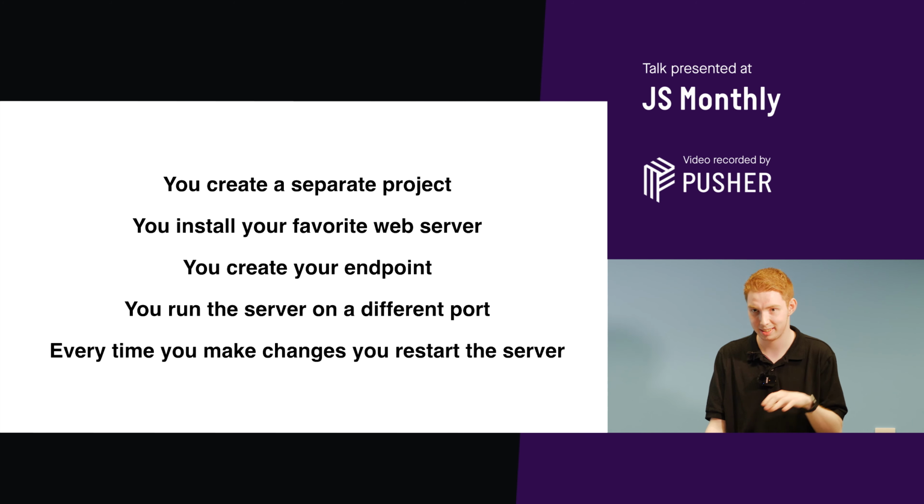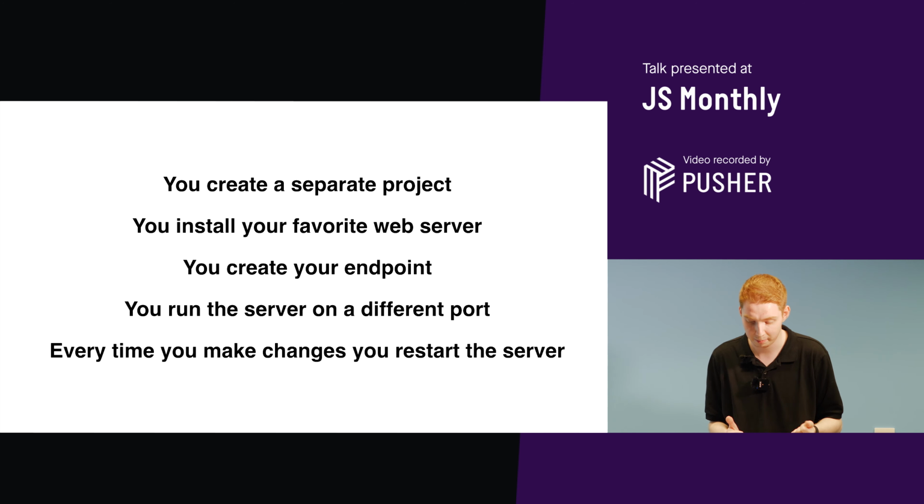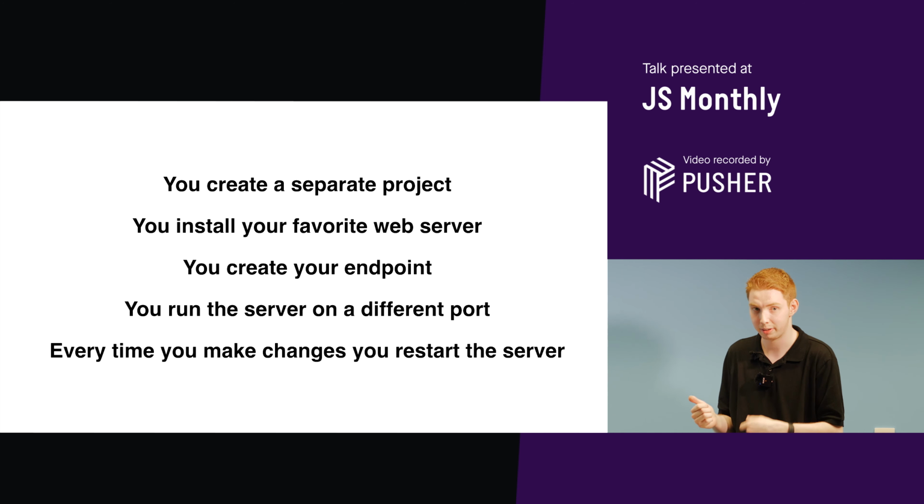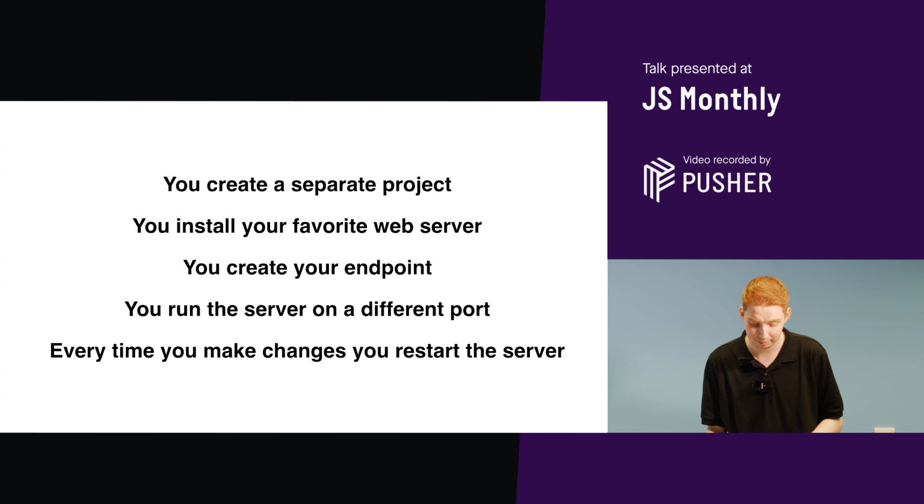I don't know if you've ever built a backend service using Node.js, for example. But there's this almost standard thing that everyone always does, which is you create a separate project or a directory inside of your project. You install your favorite web server, which could be Express or something like that. You create the endpoint, and you run the server on a different port than your front end, basically. So you have two servers running at this point.